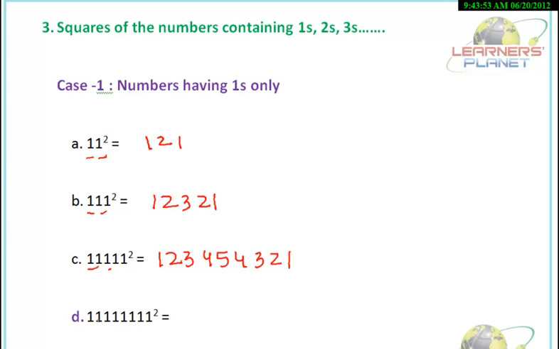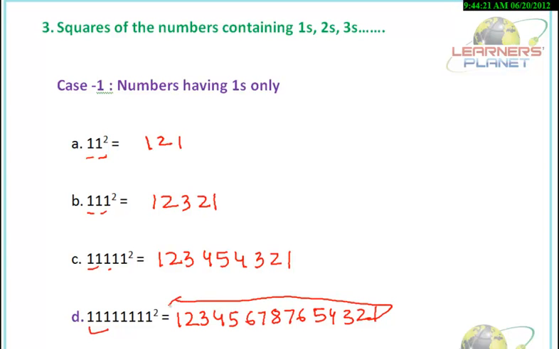Here, 1, 2, 3, 4, 5, 6, 7, 8. 8 times 1 is there. So we'll be going up to 8: 1, 2, 3, 4, 5, 6, 7, 8. Now decrease: 7, 6, 5, 4, 3, 2, 1. Students, we have calculated the square of a very big number and the answer is also very big, but the method is very simple. Just observe and follow the pattern. Just practice with it, memorize it, and that's it. This calculation will be child's play.